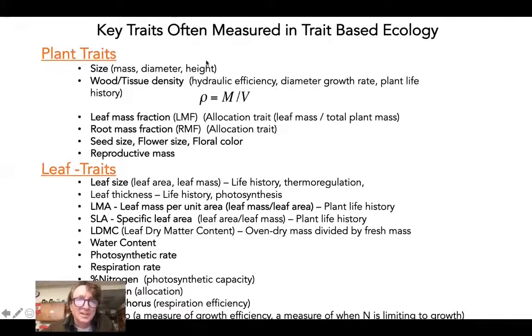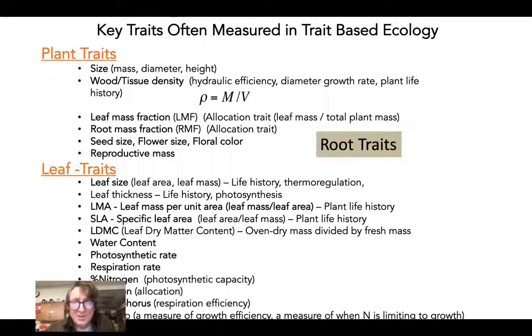So here's a listing of these key traits that are often measured in trait-based ecology. Here's a series of different whole plant traits, such as size or tissue density, things like the leaf mass fraction, the root mass fraction. Here are several different leaf traits. We're going to be going over these more in the course and within your subgroups, and so I don't want to belabor any of these.